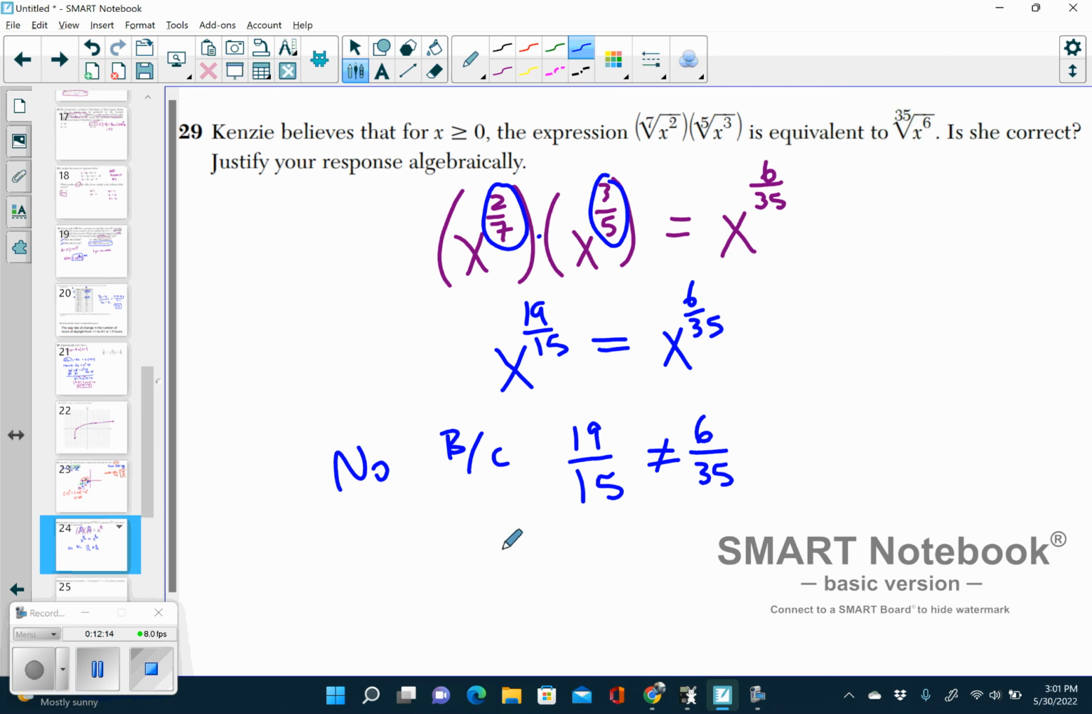So I'm going to go back over here, and still, regardless, my answer is still the same, but I want to show my work correctly. So 31 over 35 is not equal to 6 over 35, and I want to write that down. Okay, so because 31 over 35 does not equal 6 over 35. There we go. All right, let's move on.